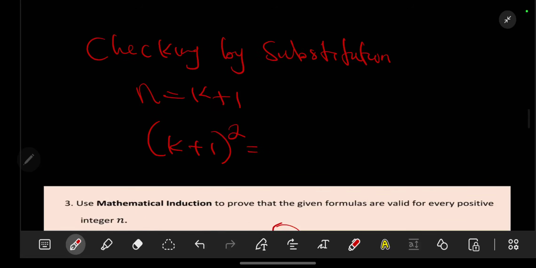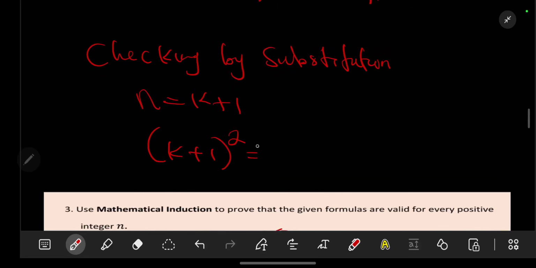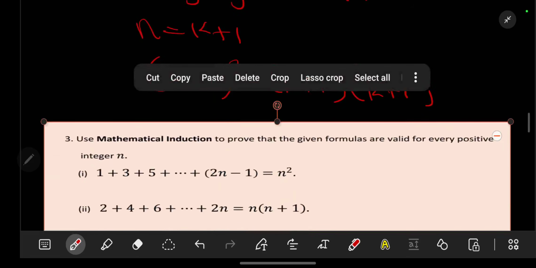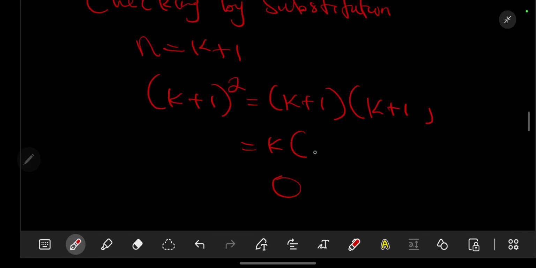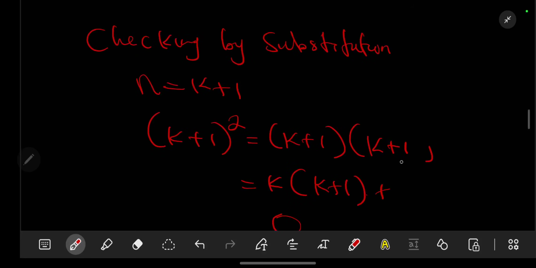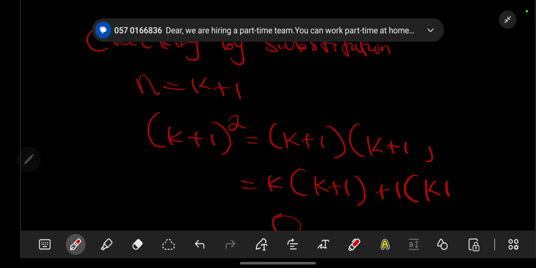So squaring this, we are going to have this is the same as k plus 1. Then we have our k plus 1 like that. So the first k multiplies everything. So what do we have? We have k multiplying everything. We have k plus 1. Then we have plus our 1 multiplying everything. We have 1 open brackets k plus 1.